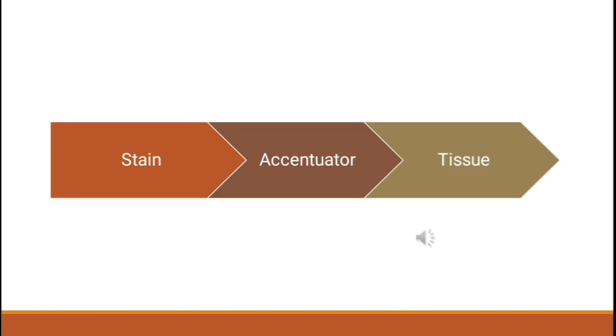Let us define an accentuator. Accentuator is not essential to the chemical union of the tissue and the dye, meaning it does not participate. But the action of an accentuator is that it increases the staining power and the selectivity of the dye. So some examples of our accentuator are potassium hydroxide in the Loeffler's methylene blue and phenol in carbol-thionine and carbol-fuchsin.